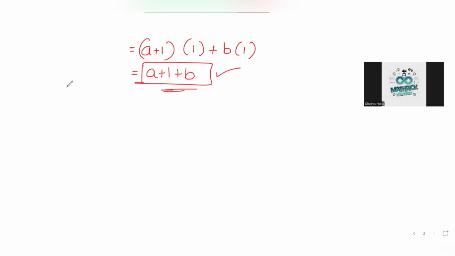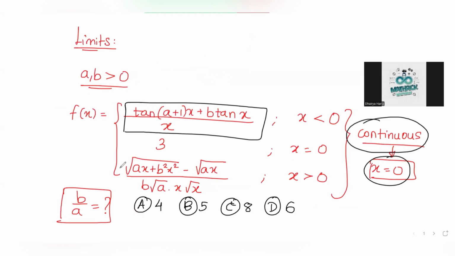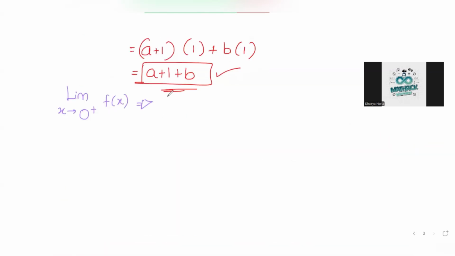Now if I find the other limit, x tends to 0 plus, meaning for the values of x greater than 0, I find the limit of the function, which is the entire expression given to us. So let's write it down. The limit as x tends to 0 plus of square root of ax plus b squared x squared minus square root of ax, divided by b root a x root x.